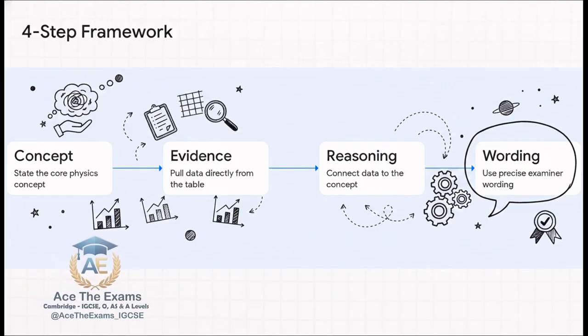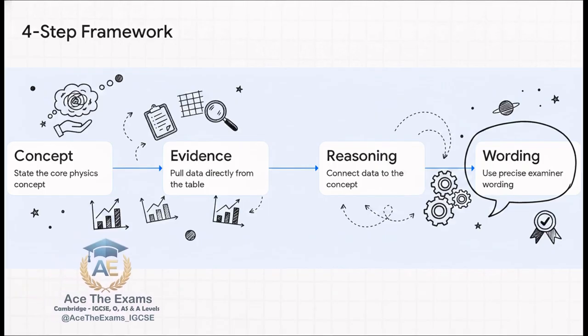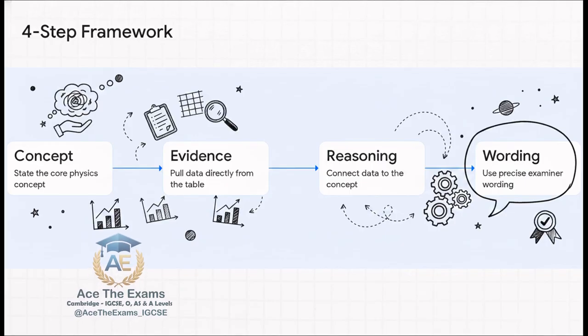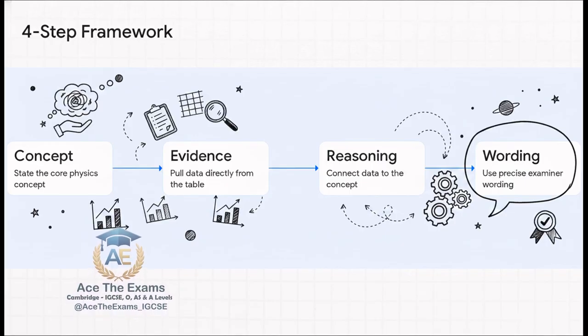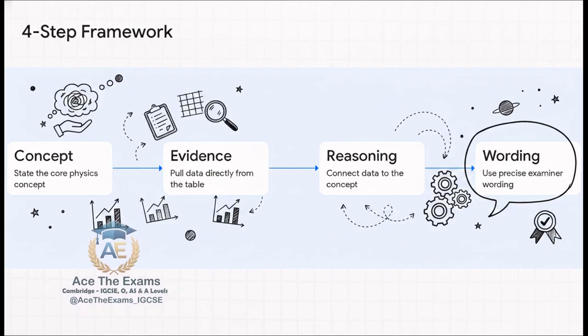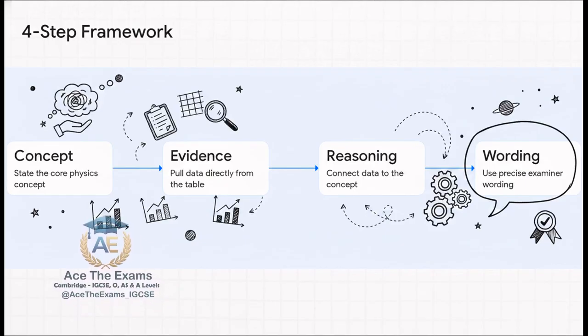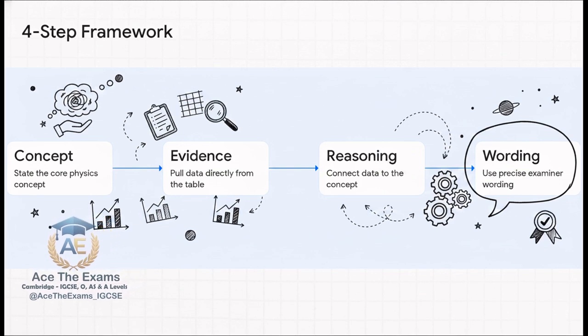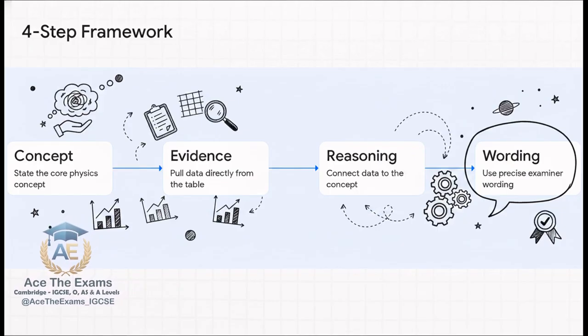Ready? Step 1, state the core physics concept. Step 2, pull evidence or data straight from the question or table. Step 3, apply scientific reasoning to really connect that data right back to the concept. And finally, Step 4, use precise examiner wording to lock it all in. I'm telling you, if you run every single written answer through this 4-step filter, exam panic just disappears.